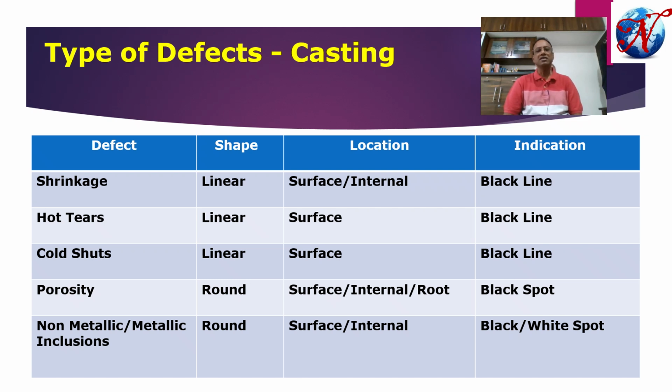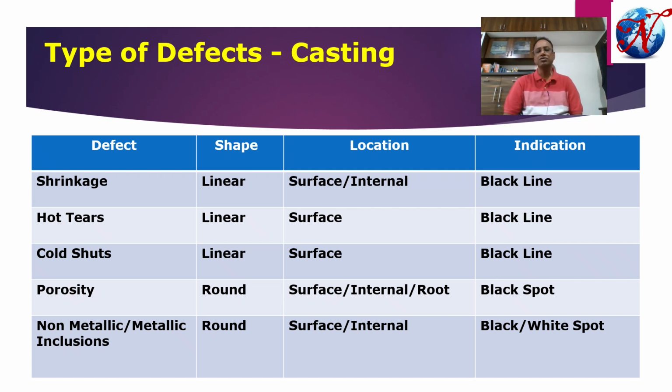Shrinkage is a linear type of defect, and the indication is a black line in nature, on the surface or internal. In both areas it can appear. Hot tears are a surface defect, linear in nature, black lines. Cold shut is a surface defect, linear in nature, black line appearances. Porosity is round in nature, a black spot. It may appear on the surface, internal, or in the root area.